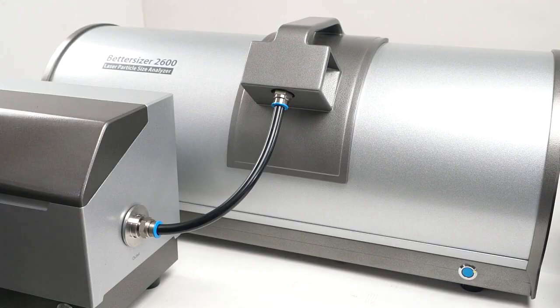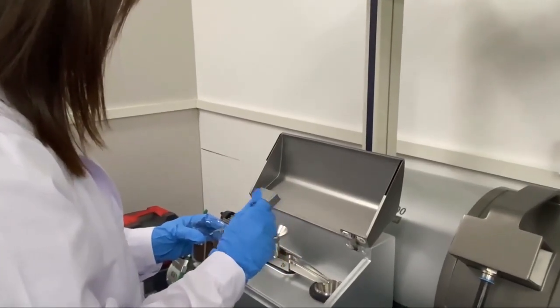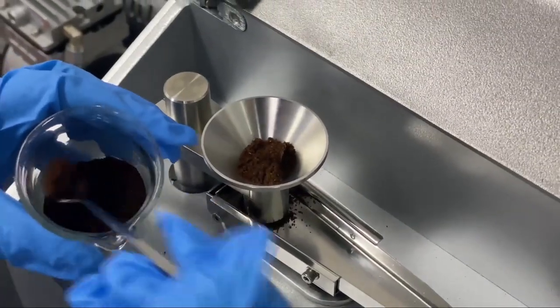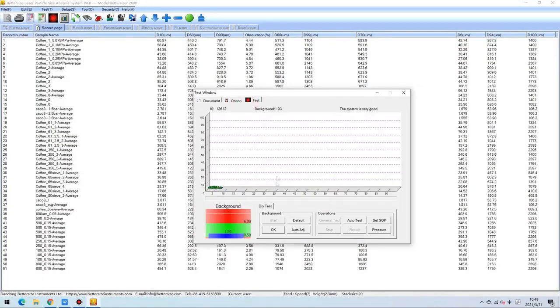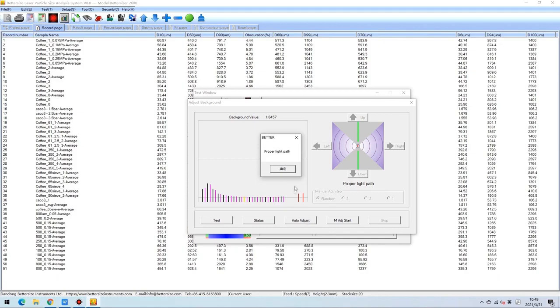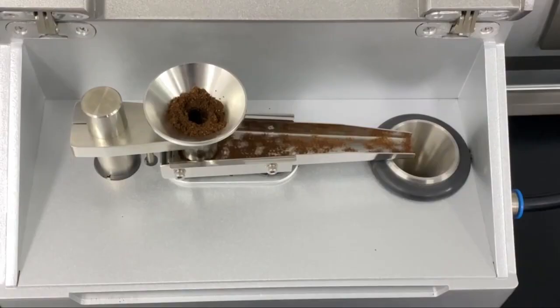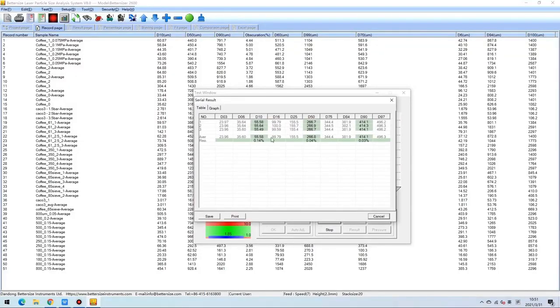The Bettersizer 2600 is compatible with both the dry and the wet dispersion units. Today, we are using the dry dispersion unit to measure the particle sizes of different coffee grinds. First, we need to add some coffee samples in the funnel, which will send the samples to the vibrating feeding tray when measurement starts. Then, operate the software on the computer by entering the sample's information and click Start Measurement. Repeat the procedures for all 4 coffee grinds.